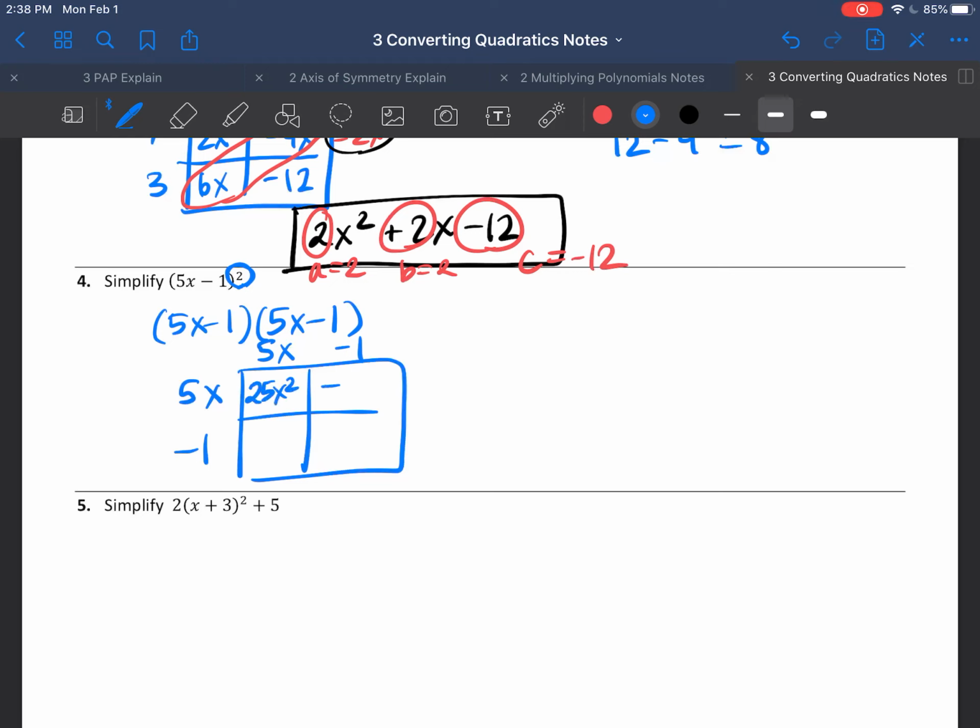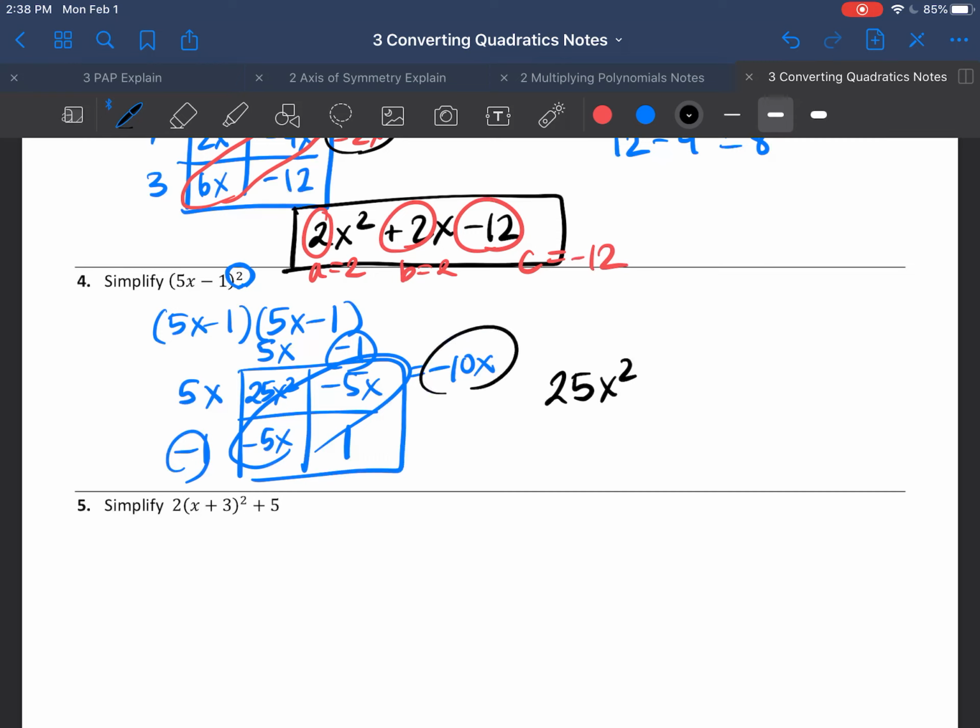So here we have 25x squared minus 5x minus 5x, and then positive 1. Negative 1 times negative 1 is positive 1. Like terms is negative 10x. So our final answer is 25x squared minus 10x plus 1.